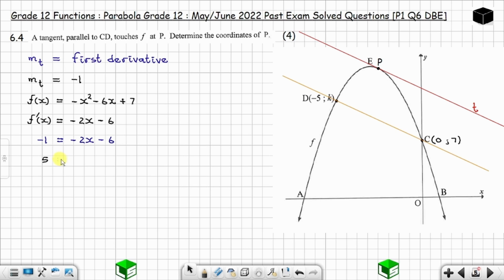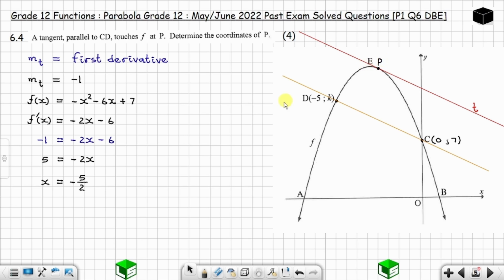And this is equal to -2x, which is what you remain with on the other side. To solve for x, you need to divide by -2 on both sides. You divide this by -2, you only have x, and when you also divide this side by -2, you have -5/2. So you divide by -2 on both sides. Now you have the x coordinate of the point of contact, which is the x coordinate of the point P.